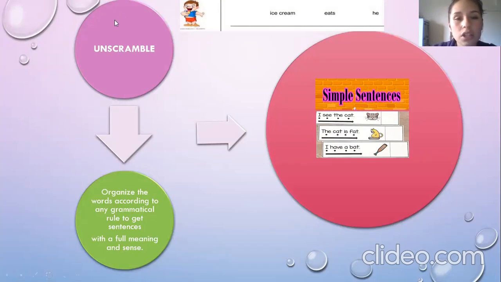In this case, to teach a simple sentence to teenagers by unscramble, first I'll explain to the students the grammatical rule of simple sentence. Then I'll give them some examples. And sometimes model 1 or 2 different examples until the students understand how to unscramble the sentence on their own. So finally, they will have to organize the words according to the grammatical rule taught by themselves.